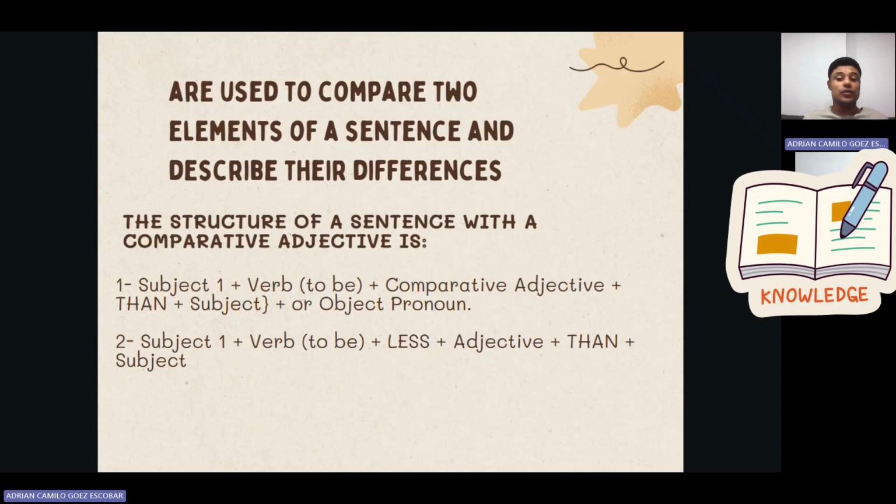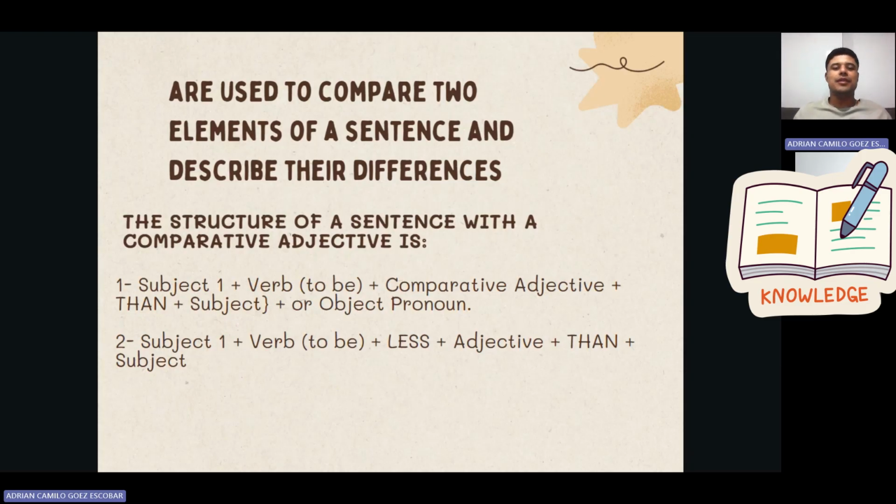Then the conjunction "than": this is obligatory. It is the conjunction that means "than" in this context, not "what" or "that". It introduces the second term of the comparison and should never be omitted. And then subject two or object: this is the second term of the comparison. Subject one is compared to this element.